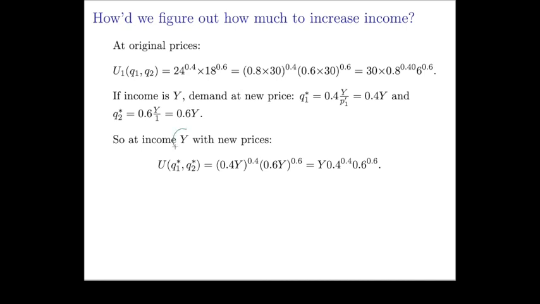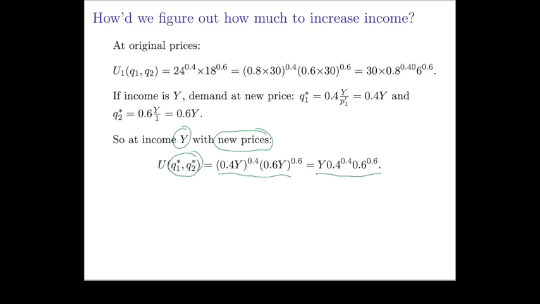So if their income were Y and the prices were the new prices, they would consume the bundle Q1 star, Q2 star, and their utility, just plugging into their utility function, would be Y times 0.4 to the 0.4 times 0.6 to the 0.6.